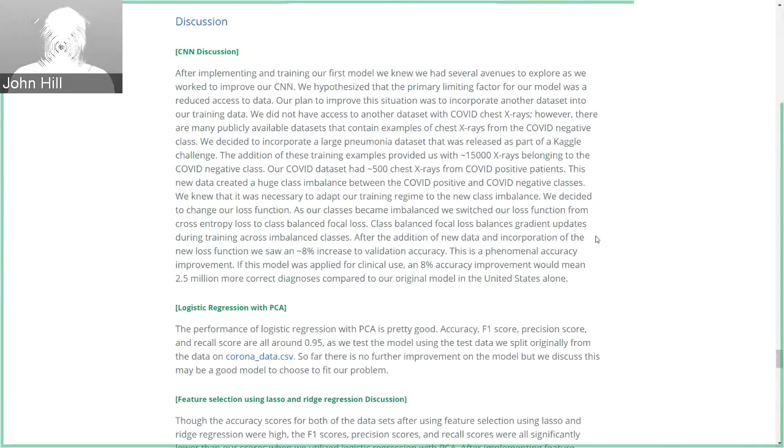And this actually led to an even greater class imbalance, which we remedied by applying class balanced focal loss as our loss function. These two methods in combination resulted in an approximate 8% increase to our model's validation accuracy.